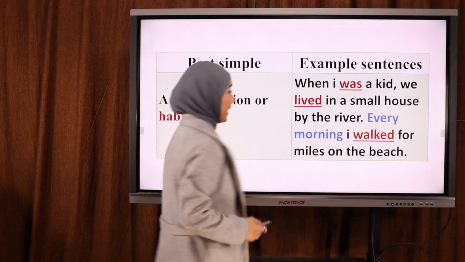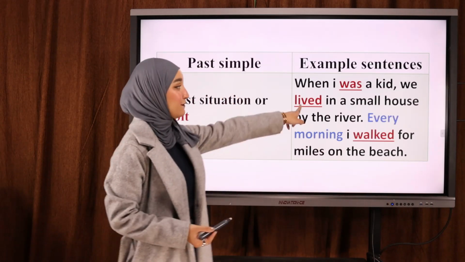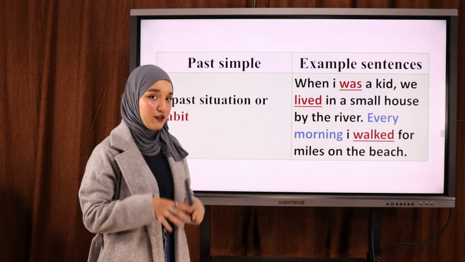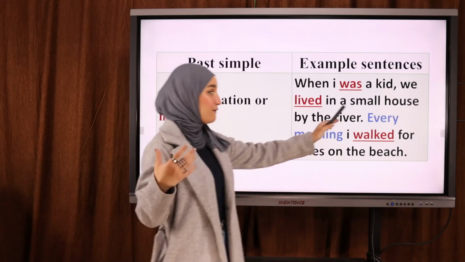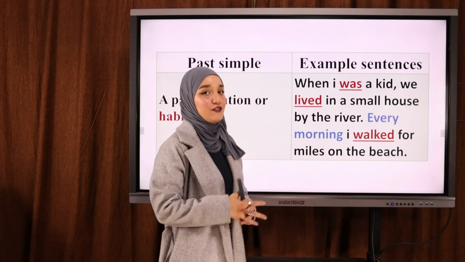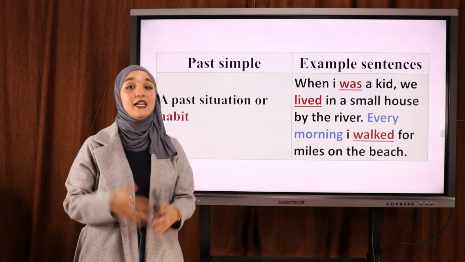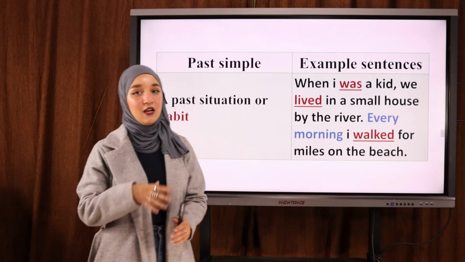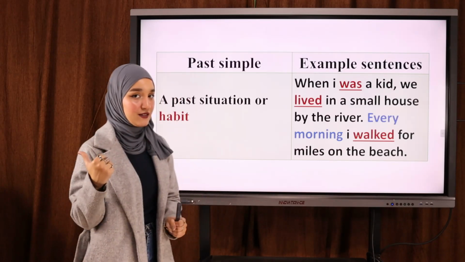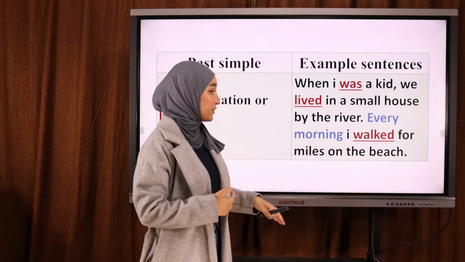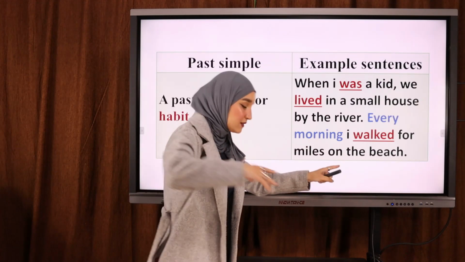We lived in a small house by the river. Lived. Maybe now, in the present, in the meantime, maybe now في الوقت هذا نحن لا نسكن في small house by the river. We don't live in the same house. لا نسكن في نفس البيت. Okay? We moved. انتقلنا إلى بيت آخر. So this was a situation in the past. هذا كانت حدث في past. Okay? Now, when we lived in a small house by the river, every morning I walked miles on the beach.